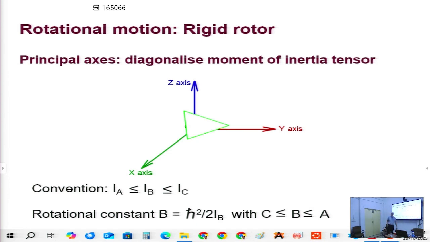And they're inversely proportional to the moment of inertia. They actually have this very simple relationship: Planck's constant divided by 2 pi squared, divided by twice the moment of inertia. So you should remember this, it's very simple. And obviously, given their inverse relationship to the moment of inertia, you now get that C is less than B is less than A. So A is the biggest axis with the biggest rotational constant, the smallest moment of inertia.